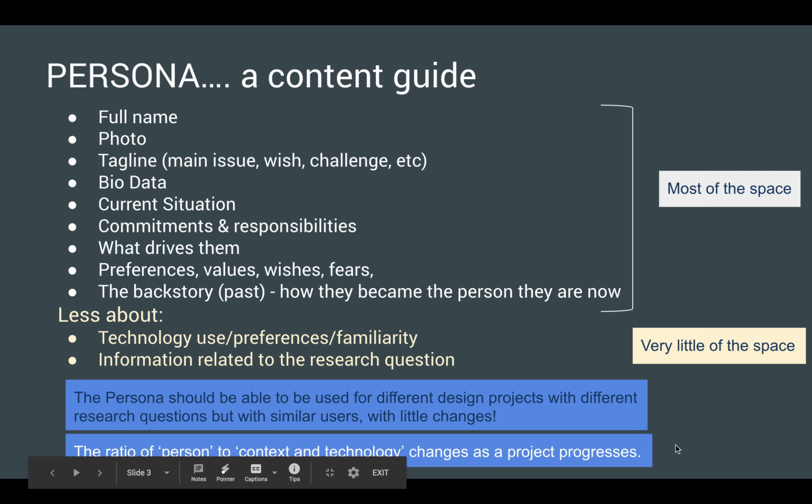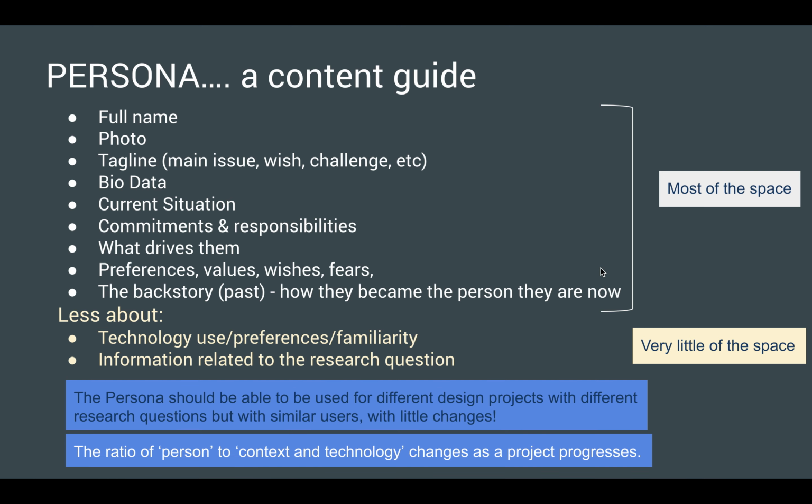What I'm trying to say is that at the beginning, your persona would have more about who they are, and less about the technology that they use. But as you progress with your designing, you would probably highlight and include more information about the technology and the context of where they are, the house and stuff like that. So although you create a persona in the beginning and arrange it in a certain way and have certain information, you should continuously update your persona.